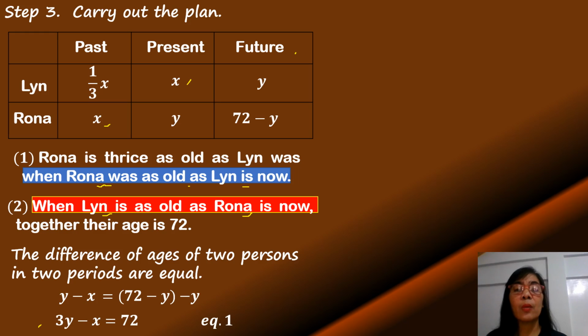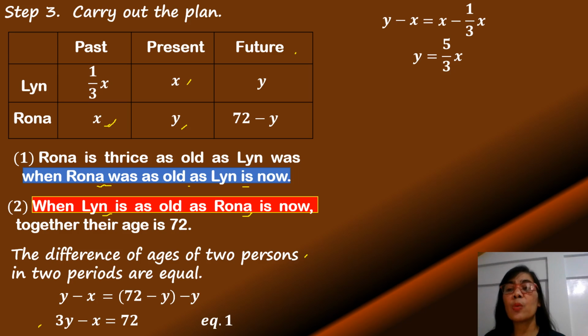Another equation that we can make is again using this same principle. If we are going to consider the present age and the past age of Rona and Lynn, y minus x must be equal to x minus one-third x. Simplifying this equation, it will give us y is equal to 5/3 of x. So we have now two equations, two unknowns. We can now solve for x and y.